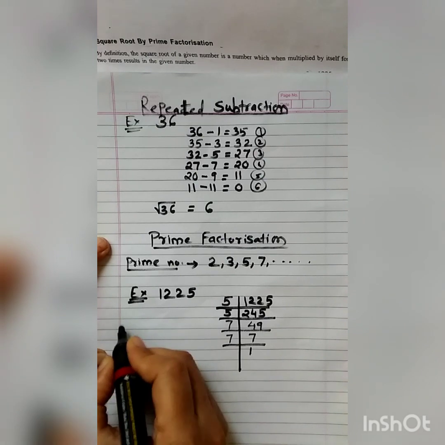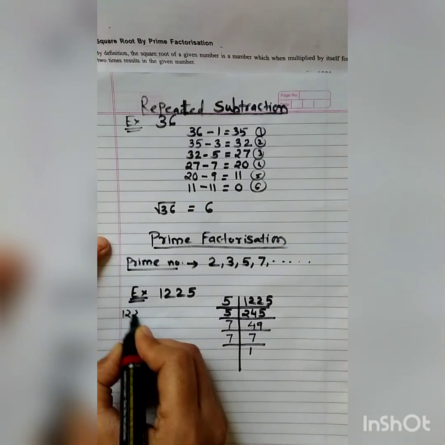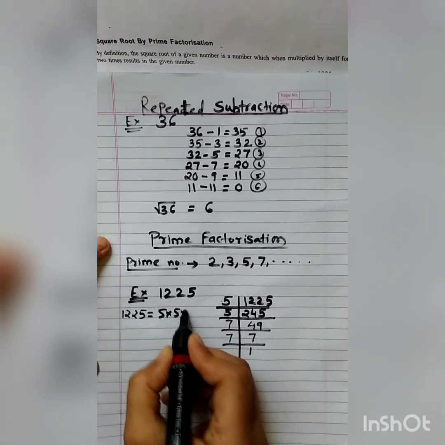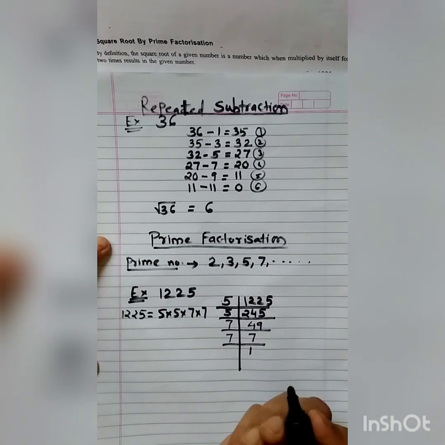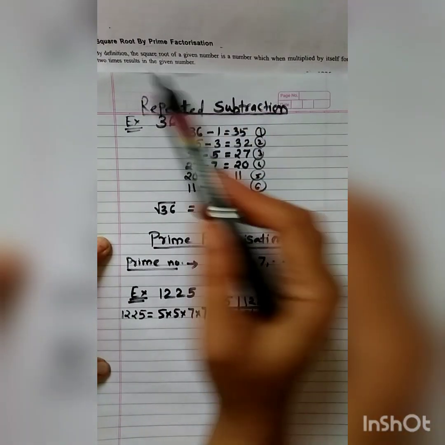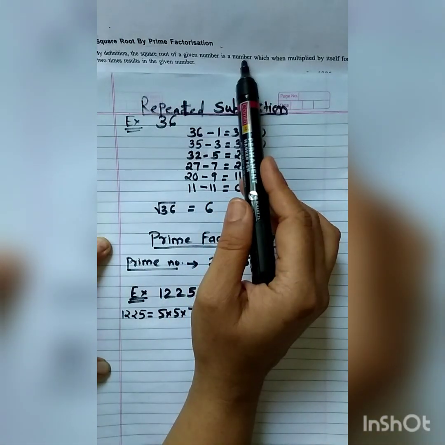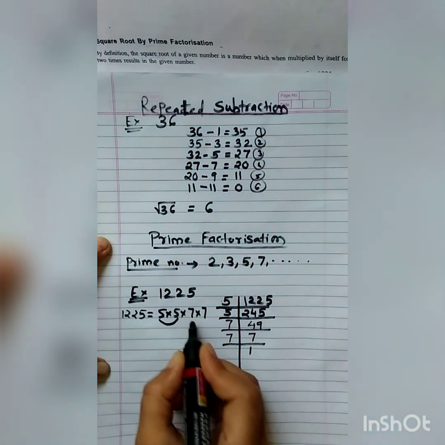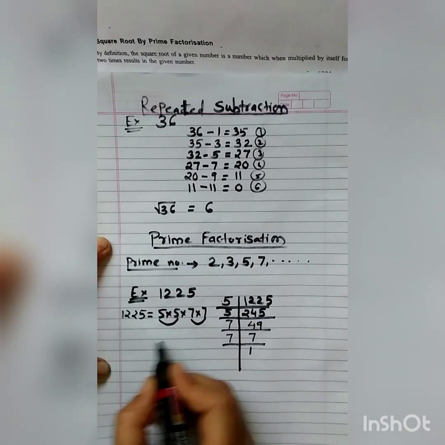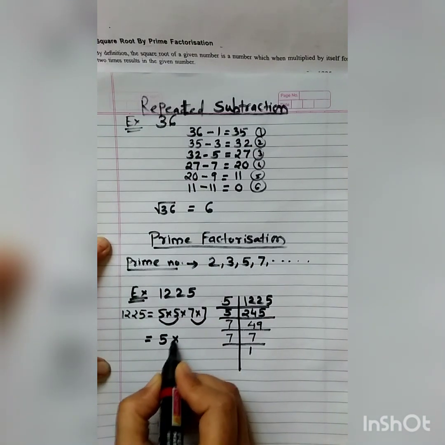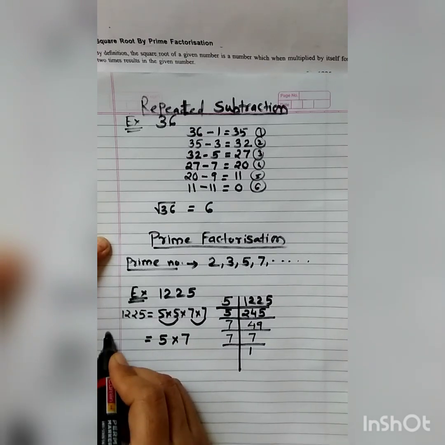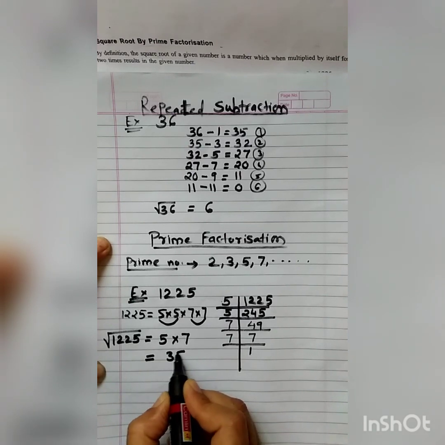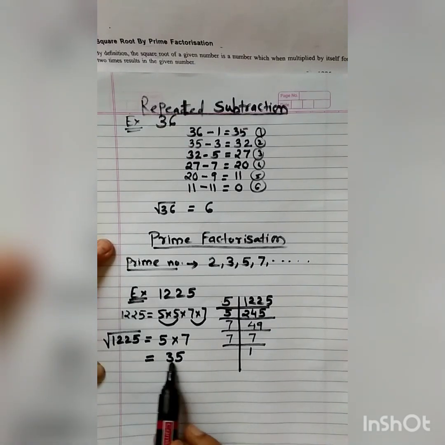It means how can we write this? We will write that 1225 is equal to 5 multiplied by 5, 7 multiplied by 7. Now by the definition we have seen that the square root of the given number is a number which when multiplied by itself 2 times gives the number. If it is multiplying 2 times, then from the 2 times we have to take the number only a single time to find the square root. So the square root of 1225 is equal to 35.